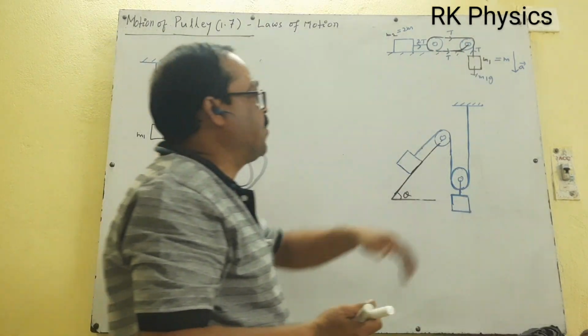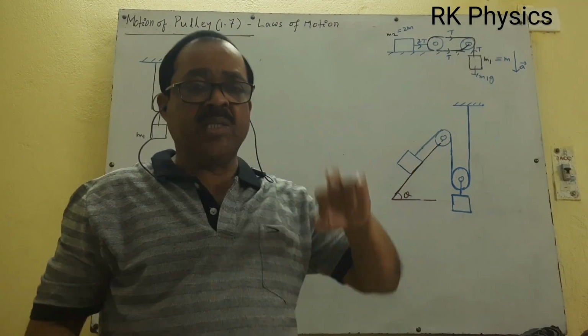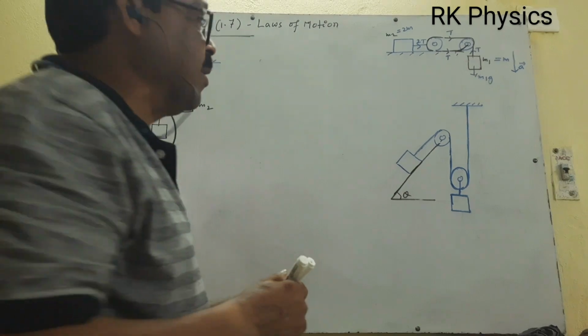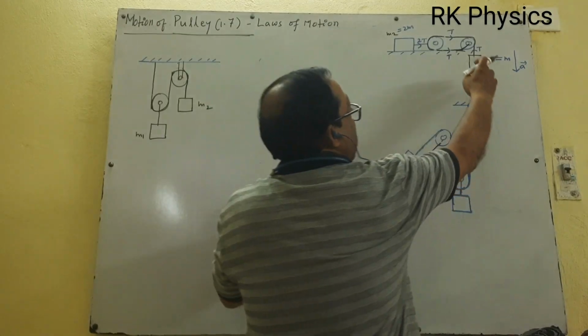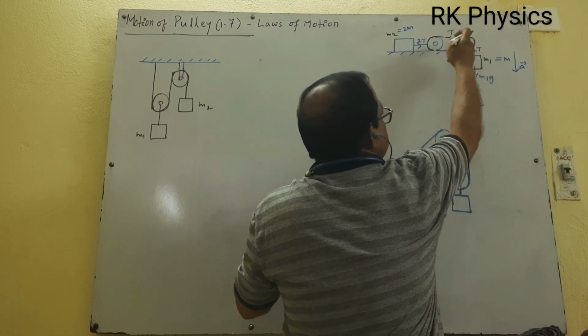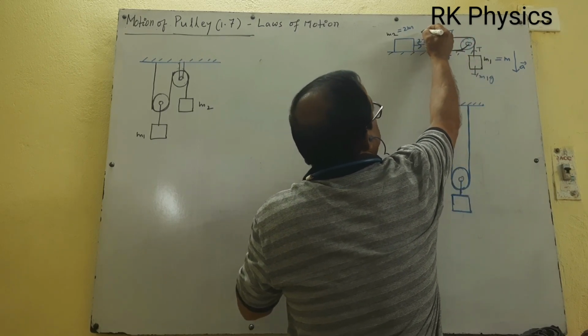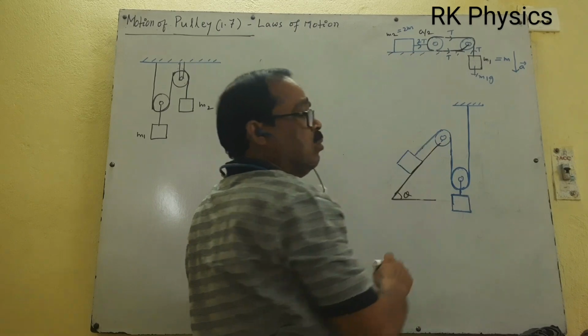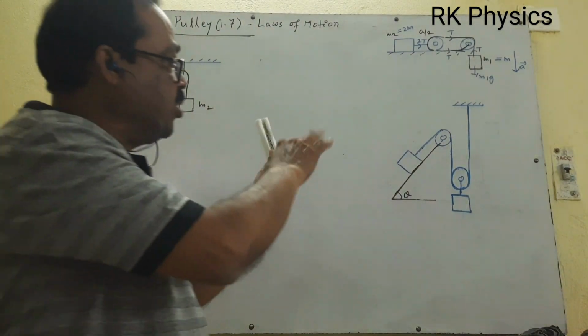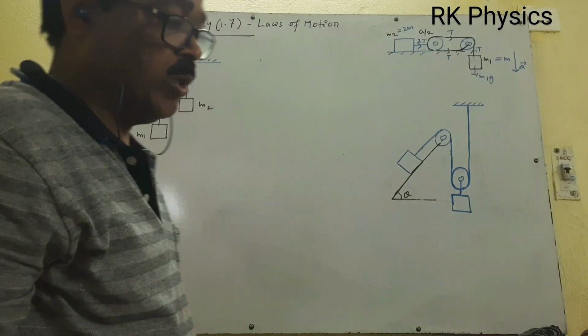That means if M1 is moving distance 2x, M2 is moving half of the distance. Therefore, if the acceleration of M1 is A, then the acceleration of the body connected to the movable U-shaped pulley is A by 2. So this is your key point of U-shaped moving pulley motion.